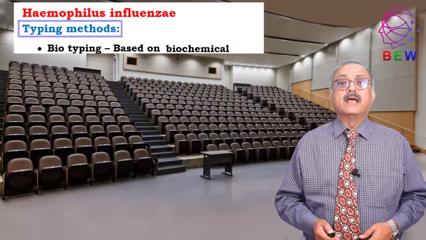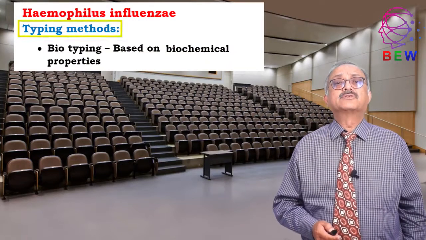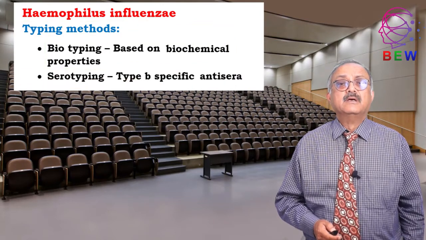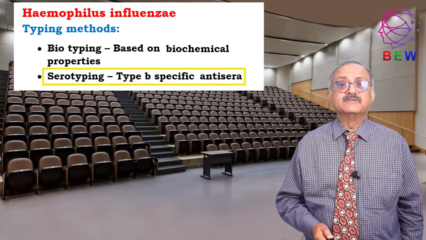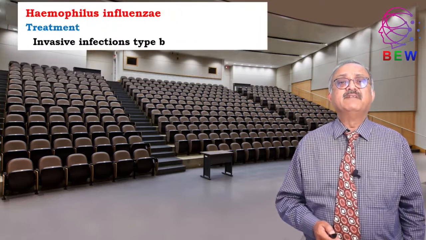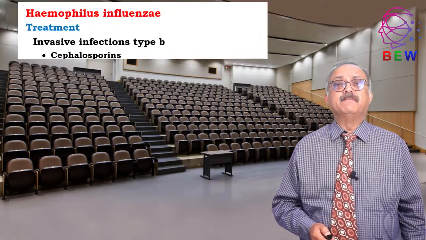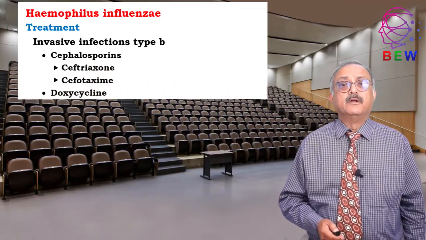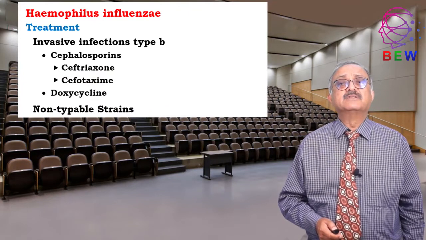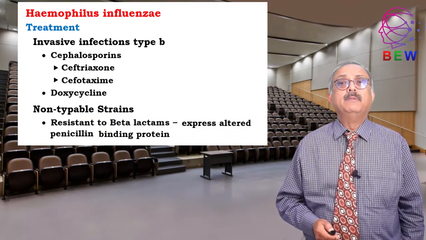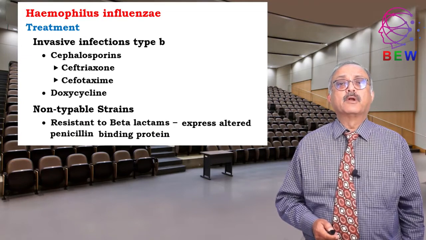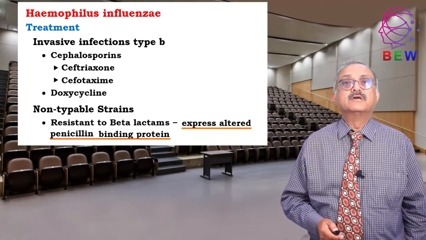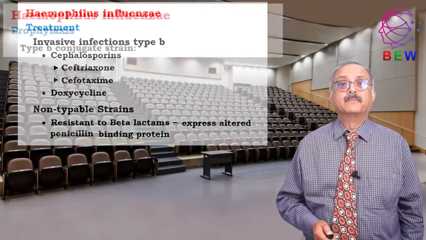bacteria. Typing methods: biotyping can be done based on biochemical properties, indole, ornithine decarboxylase and urease, and serotyping can be done by type-specific antisera. Invasive infections of Hemophilus influenzae type B can be treated with cephalosporins, ceftriaxone and cefotaxime, doxycycline. Non-typable strains of H. influenzae are often resistant to beta-lactams. Beta-lactamase production is seen in 20 to 35% of strains, and they express altered penicillin binding protein.